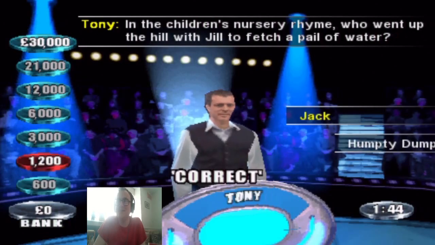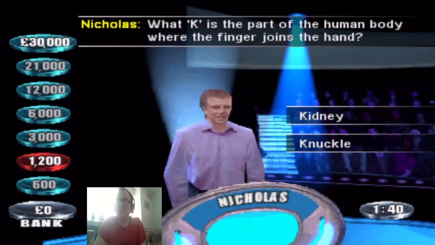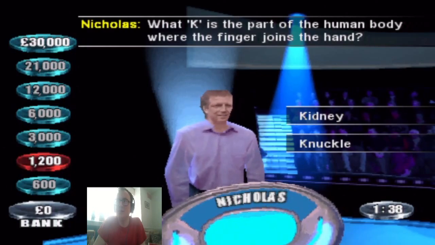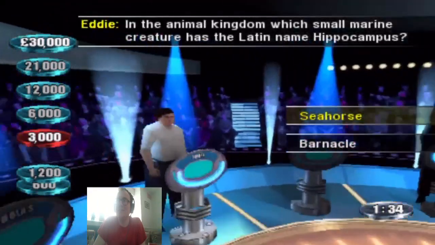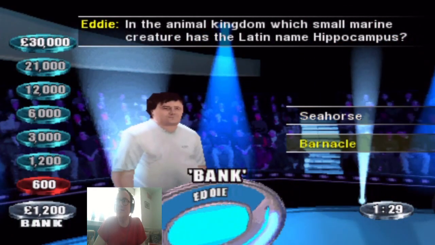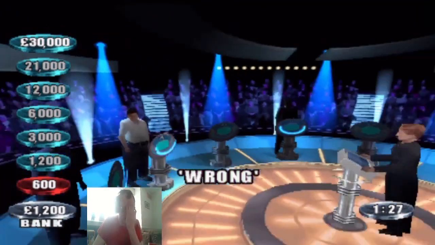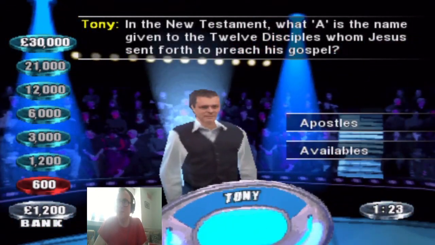That's Jack. Correct. Yes. Nicholas, in science. Okay, the part of the human body where the finger joins the hand, that's a knuckle. Oh yes. Correct. Yes, it is. Eddie, in nature, a kind of small marine creature. Right. I'm going to have to say a barnacle. Wrong. Shit! Which one of these is right? Tell me I'm not going to be voted off again in this round, please.